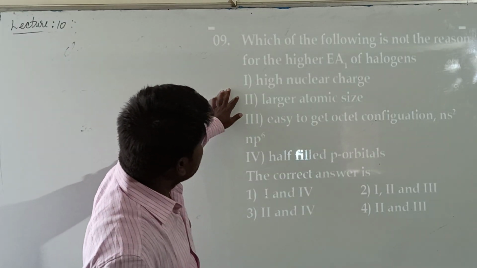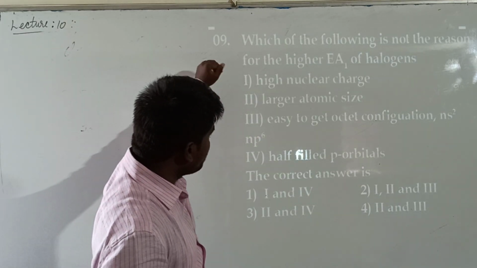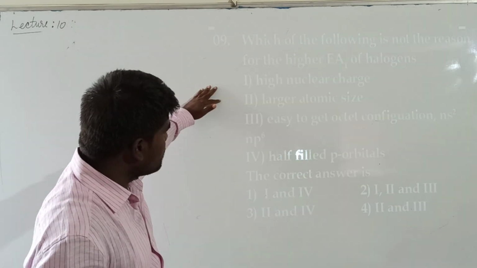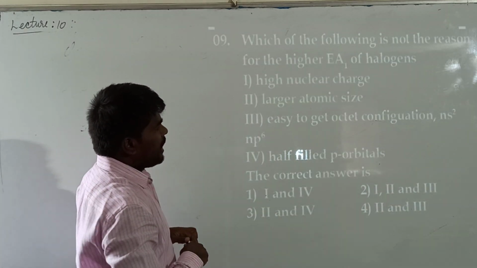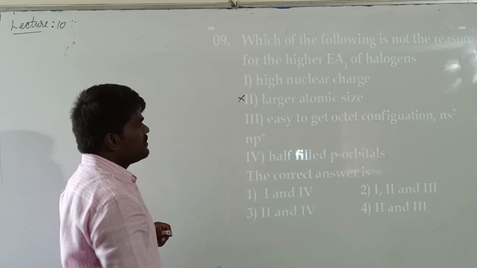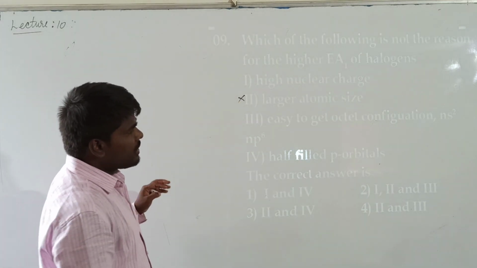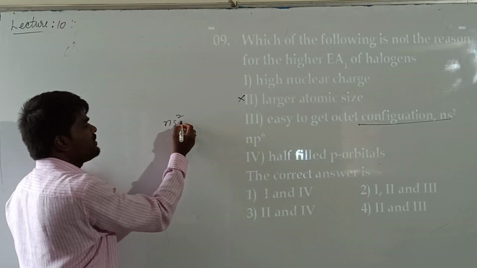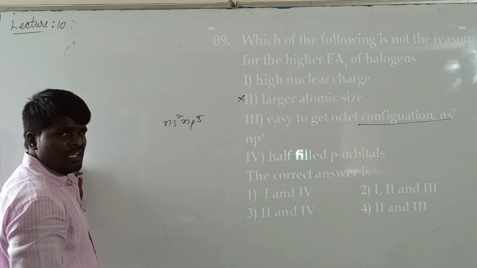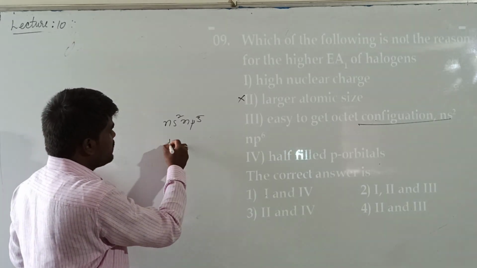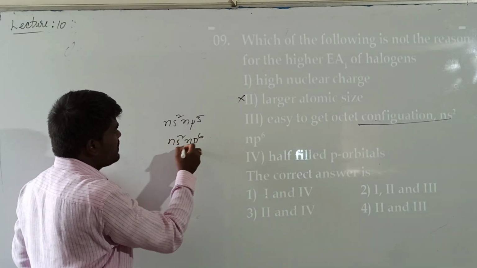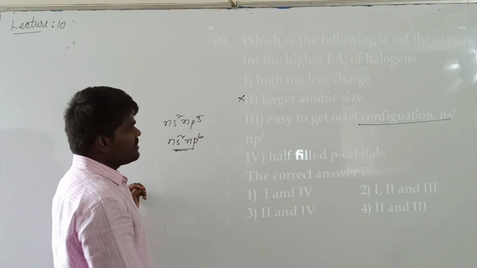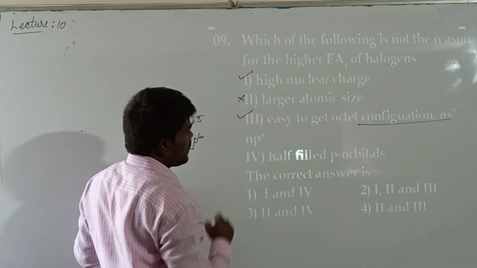High nuclear charge, this is actually a reason. Large atomic size, this is actually wrong. Halogens' atomic size is generally small, so this is not a reason. Easy to get the octet configuration, this is also a true statement. Why? Because the general valence electron configuration of halogens is ns2 np5. If they gain 1 electron, they will convert it into ns2 np6. Easily they will get the octet configuration. This is also a right statement.